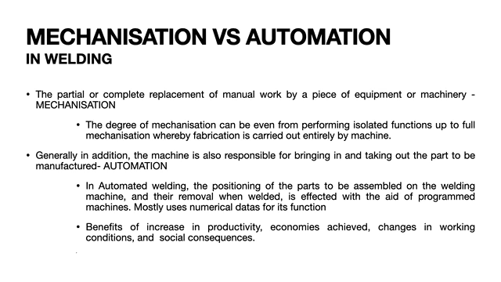Whereas in automation, the machine is also able to bring in and bring out the material. The motion of the workpiece is not a simple thing. Though we are doing it manually in most cases, just imagine how we can program the movement of the workpiece automatically. That's a very complex thing. So when that is also done, we can say that automation has come into the picture. In automatic welding, the positioning of the parts to be assembled on the welding machine and their removal when the welding is completed is done with the aid of programmed machines. And mostly we use numerical data for its function.